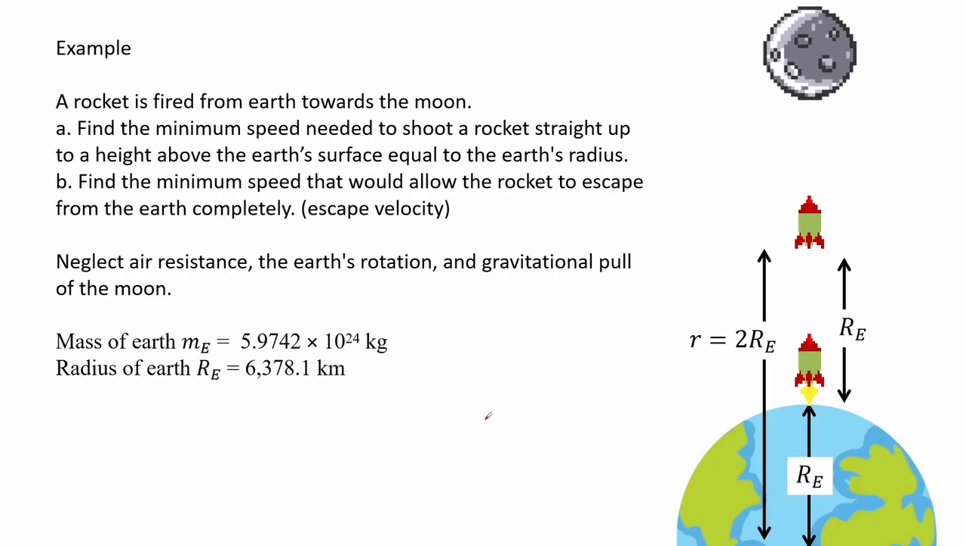Here we have an example. A rocket is fired from Earth towards the Moon. For letter A, find the minimum speed needed to shoot a rocket straight up to a height above the Earth's surface equal to the Earth's radius.